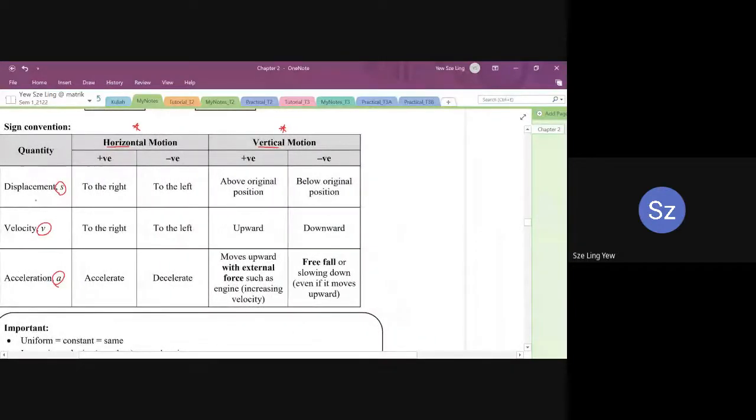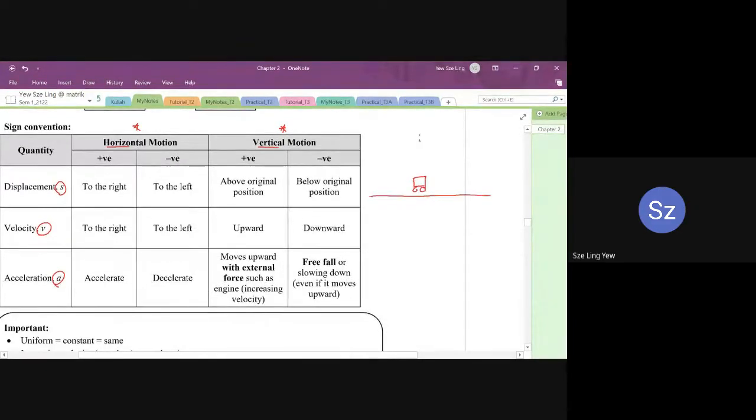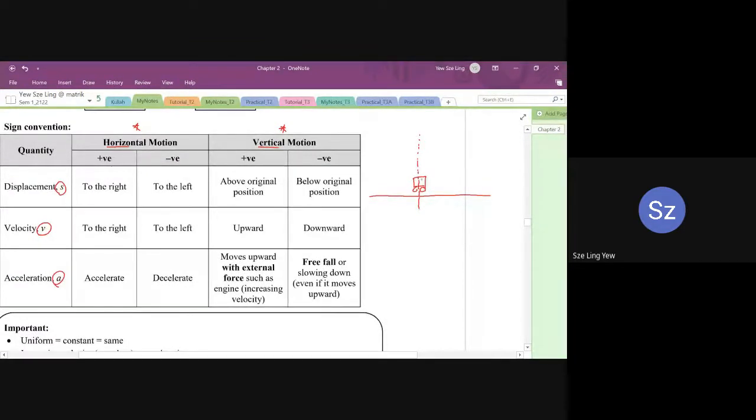So displacement, our reference is actually the original position of the object. For example, now you have an object, a car. So this is its original position. We are going to take this as a reference line. So if the object moves to the right, then we say it has positive S, regardless of its direction of motion.